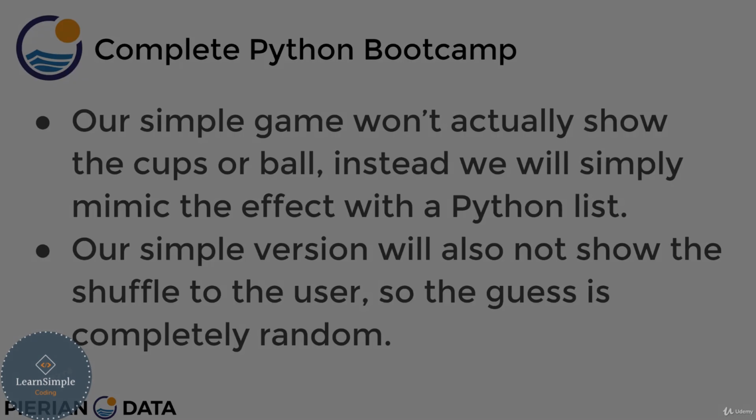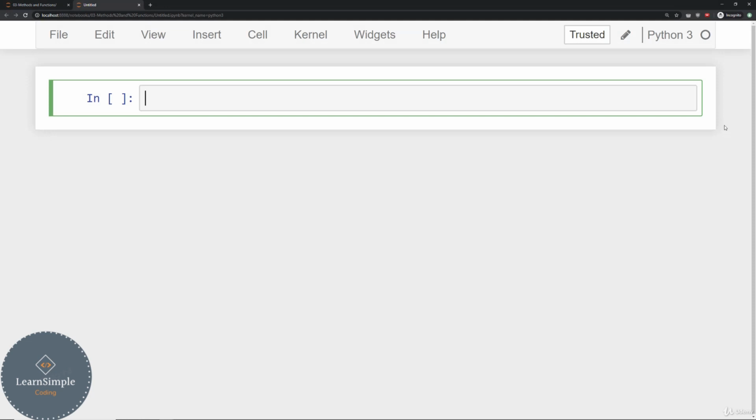Okay, let's get started. All right, here we are in the Jupyter Notebook. To begin, I just want to show you how you can shuffle a list at random in Python. And Python actually comes with a built-in random module, and we covered this module in more detail later on.